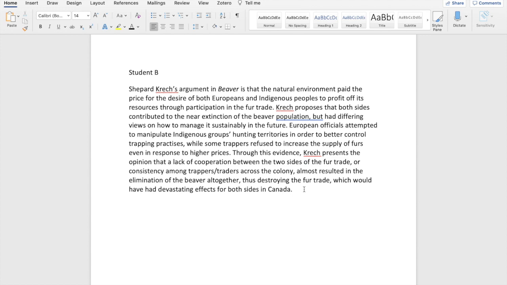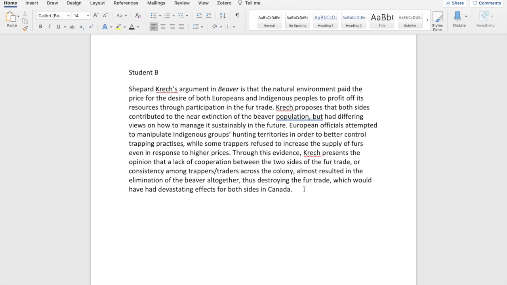Kretsch proposes that both sides contributed to the near extinction of the beaver population, but had differing views on how to manage it sustainably in the future. European officials attempted to manipulate indigenous groups' hunting territories in order to better control trapping practices, while some trappers refused to increase the supply of furs even in response to higher prices. That's really good. But gosh, I would have loved to have seen an illustration of that. I would love to have seen some direct evidence.